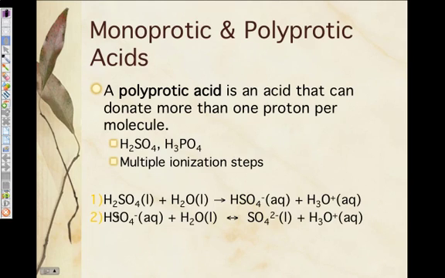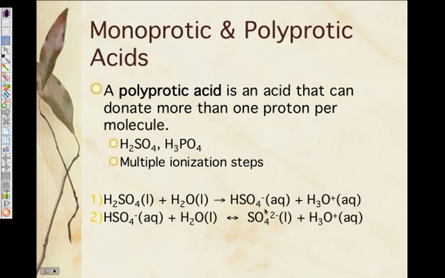So first, sulfuric acid reacts with water and loses 1 proton at a time. So you get HSO4 minus plus H3O plus. And then the HSO4 minus reacts with the water, and you get sulfate and hydronium. Now look at the difference between these reactions. One has just a single-sided arrow. One's a double-sided arrow. Sulfuric acid is one of our strong acids, so it completely ionizes, and it's all going to turn into HSO4 minus.